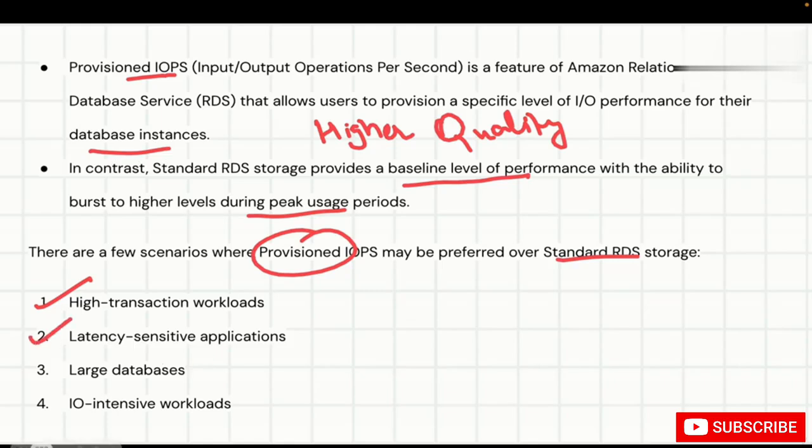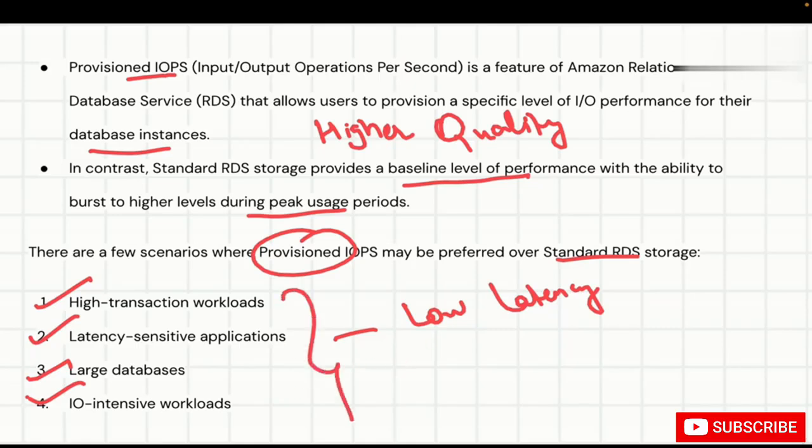The second is when the workload is latency sensitive, in which we require low latency. Low latency is the key feature when we are working on a latency based application. The third is large databases, when we have to write the output into large databases. The fourth is intensive workloads, where there is a huge requirement of input output operations on both sides. In that situation, we are going to opt for provisioned IOPS. So this is the key requirement.